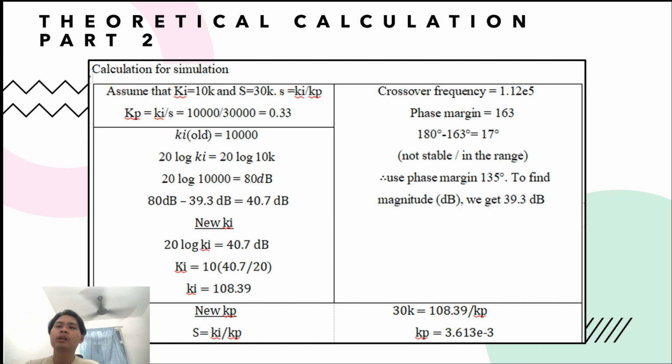And then we find the new Ki, which is 20 log Ki equal to 40.7 dB. And then we find the new Ki of 108.39. For the new Kp, the S we still assume 30K, and the Kp we get 3.613 milli.